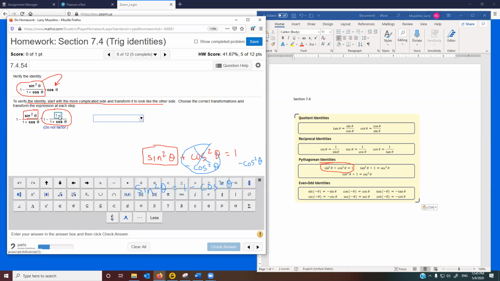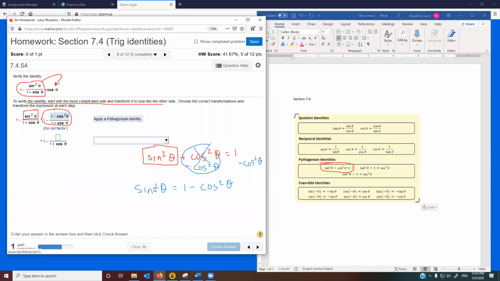1 minus cosine squared theta. By the way, notice it says do not factor. So they don't want us to do any factoring yet. They just want us to enter the expression that we came up with based on the Pythagorean identity. So we just use Pythagorean identity. I'm going to select that from the drop-down menu.